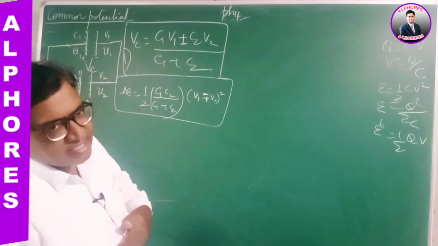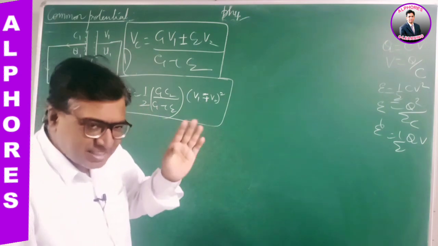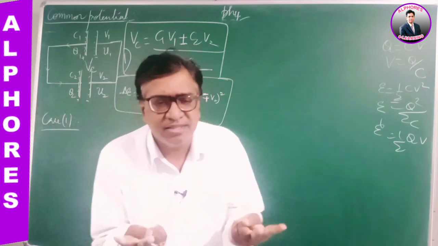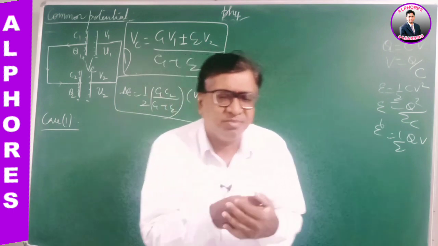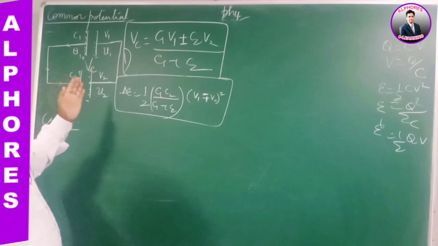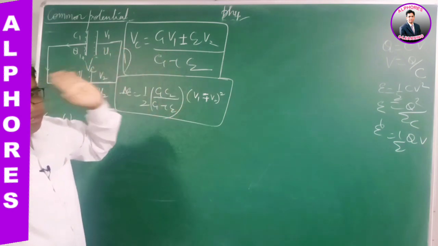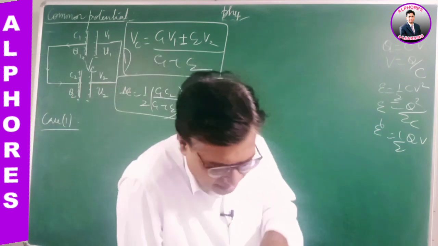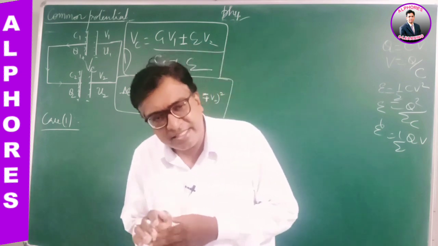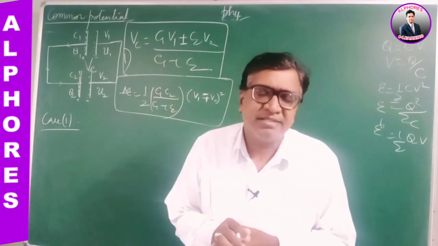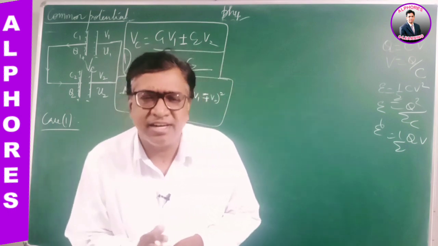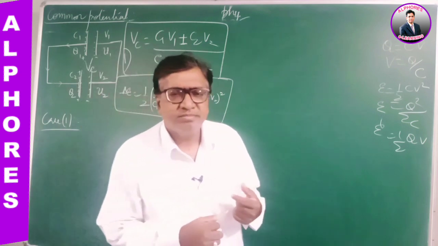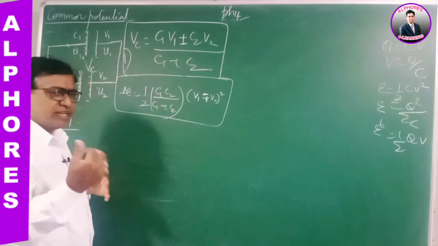Out of these two, if any one is an uncharged capacitor, its potential should be considered zero. Let's suppose the first one is charged and the second is uncharged. The one which is charged, take it as 1, the uncharged one as 2. Then put V2 equal to 0 in these two formulas. What do we mean by an uncharged capacitor? It is not connected to any source, no potential, no charge. So V2 is 0. Just substitute V2 equal to 0 and you will get the answer.